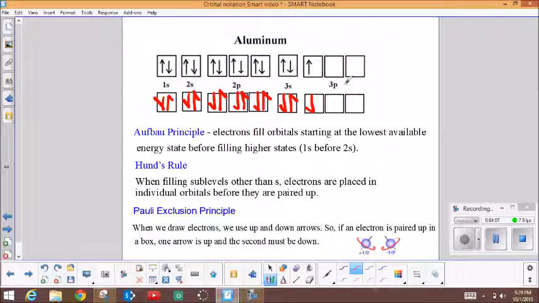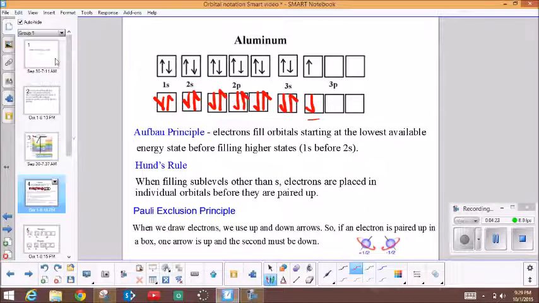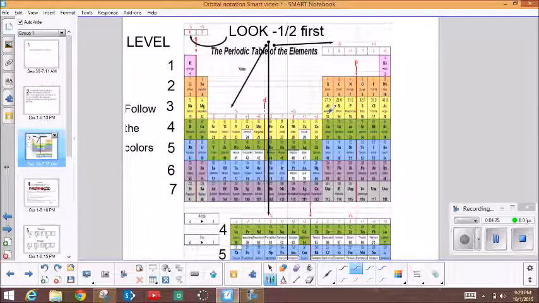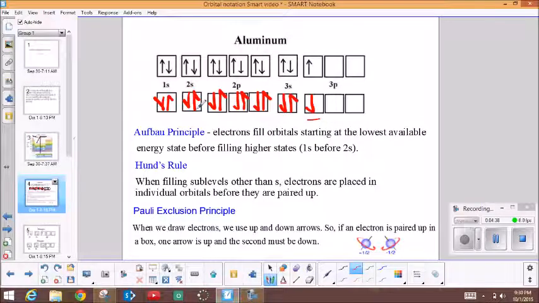You'll notice that if we look, we have one electron with the negative spin in the P section, because the negatives come before the positives. If we go back to our periodic table, we'll see that that's true. Aluminum has one electron, a negative one-half electron, in the P section. So it's just a visual representation of the electron configuration. This is called orbital notation.